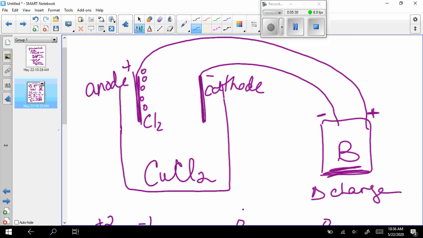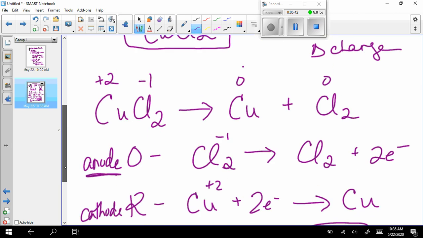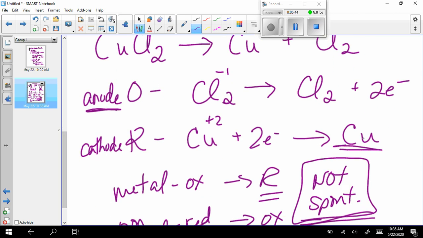You see the bubbles forming at this little alligator clip here. We connect little pencils to it. And the bubbles, if you waft the air, it smells like a pool. So you know that you're forming the chlorine gas there. And then at the cathode is where we form copper.